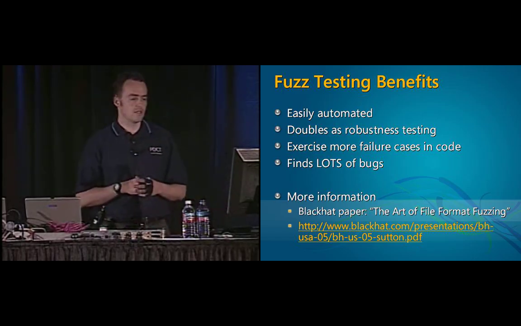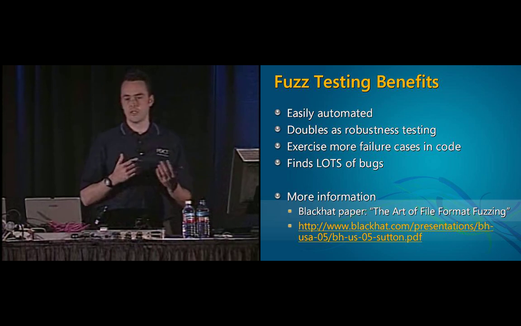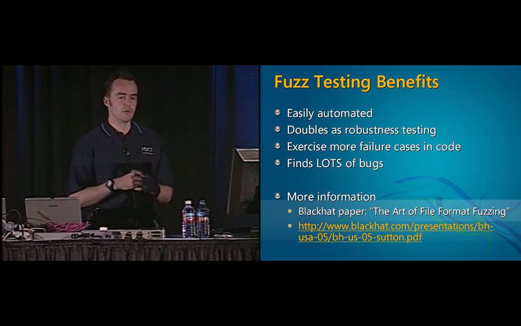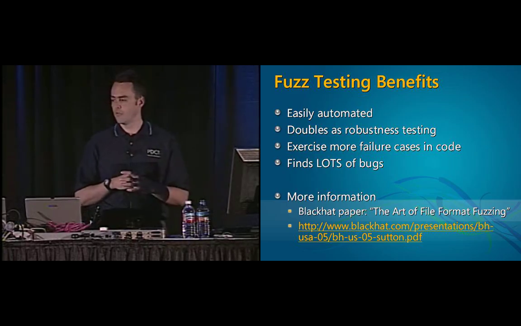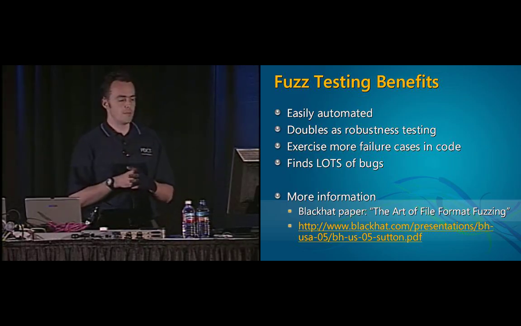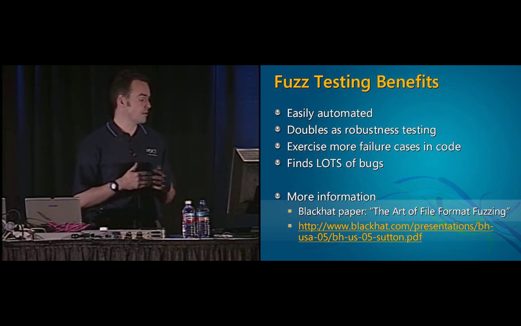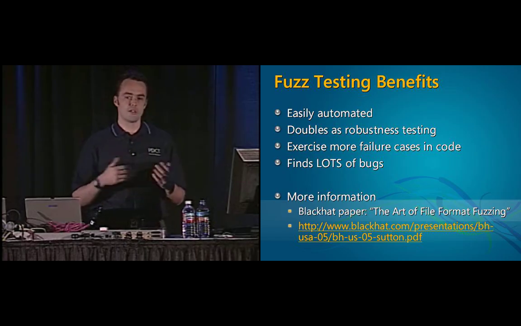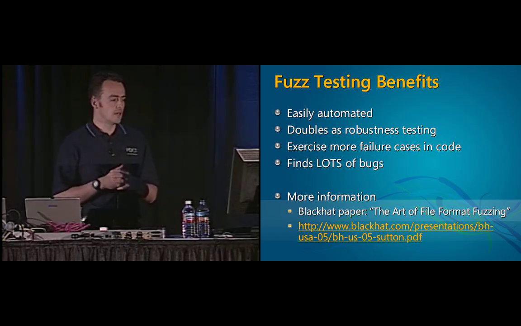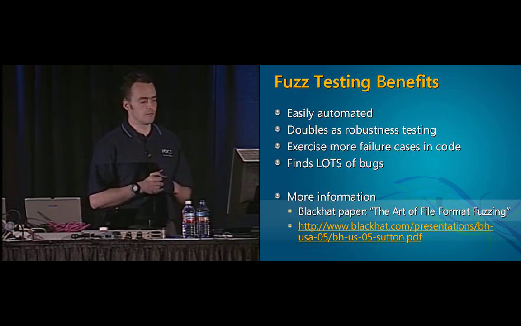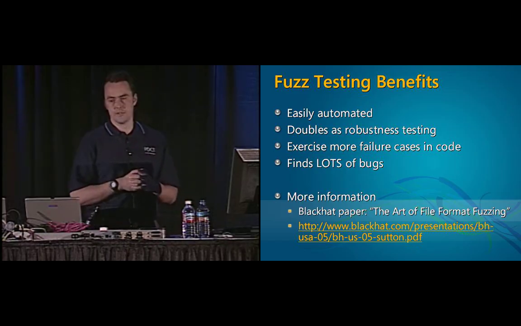So one of the nicest things about fuzz testing is it is really, really easy to automate. Code review is still very important. As Graham said before, the best resource for making sure you get rid of security issues is between your ears. But at the same time, you need to be able to scale out this approach. So certainly fuzz testing is a great way to do that. It doubles as robustness testing.